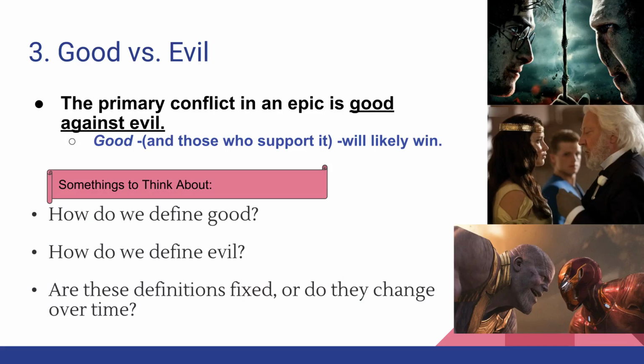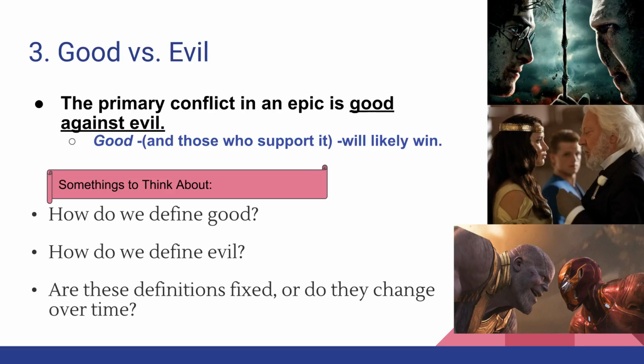Next is good versus evil. The primary conflict in an epic is good against evil. Good and those who support them will likely win. So we see this in almost any movie we watch today. There's always some good protagonist. The good hero has to defeat some evil being or government or power in order to triumph and win the day.